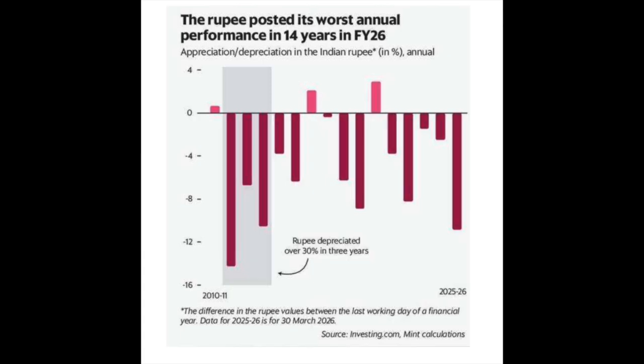As you can see on this chart, the majority of the depreciation of the rupee happened between 2012 to 2014 when it depreciated by over 30% in these 3 years. Fast forward to 2025-26, we have witnessed a 10% depreciation so far, with the majority of it coming in the pre-war period, that is before February 28. On February 28, the West Asian war began, and after that, the rupee has depreciated by around 3%.